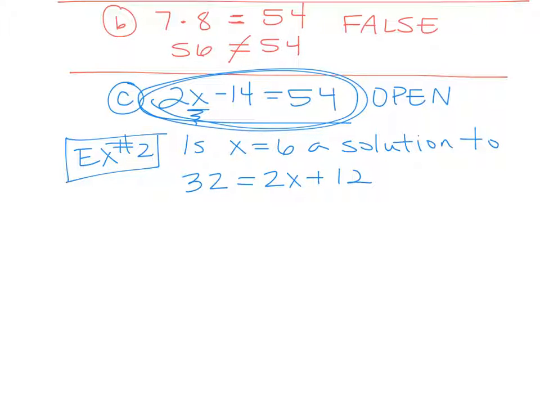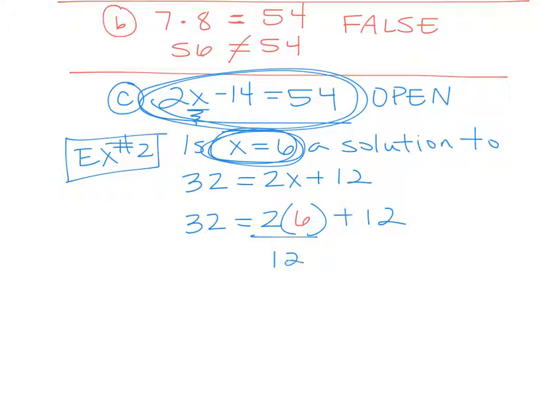Okay, now at this point, some of you probably know how to solve that equation for x. That's not what they're asking you to do here. They're asking you, if x is this, does it work out? So all you have to do on these is plug x in. You're gonna go 32 equals 2, plug in your x value, which is 6, plus 12, and then you just have to simplify. So 2 times 6 is 12, plus 12 equals 32. Is that true? No, right? 12 plus 12 is 24, and 24 does not equal 32.